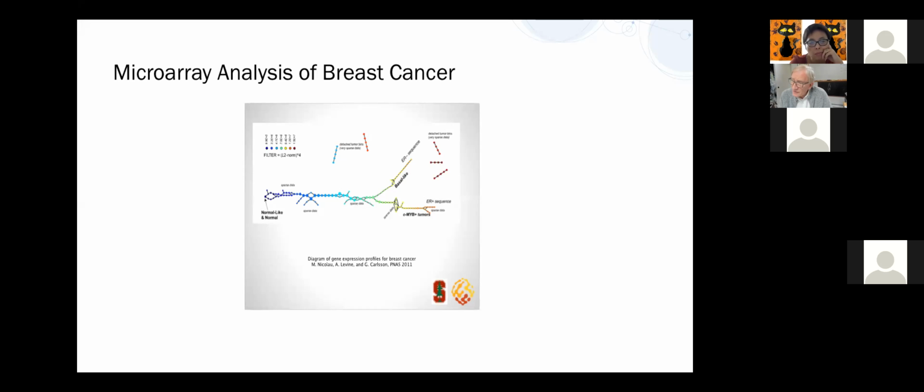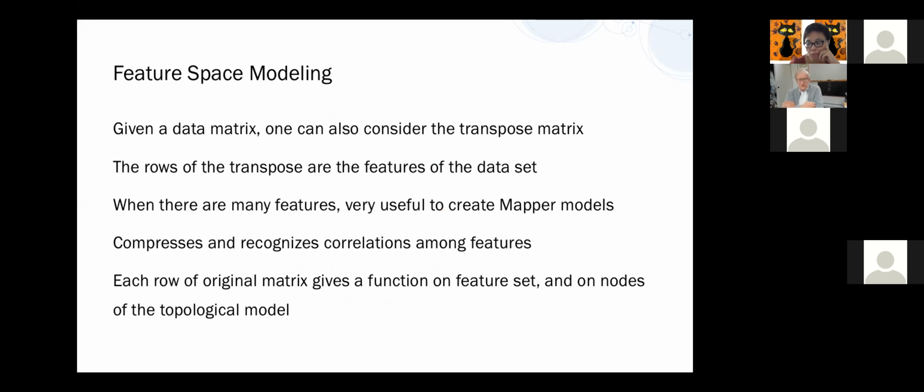Now, one could ask, so what actually characterizes these groups? So here's an interesting point. The modeling that I've talked about here is typically taking the data set, taking the data points, that is to say the rows of the data matrix, and building this model, clustering it, or building this topological model of it. But one could also consider the transpose matrix. So the rows of the transpose are the features. And so I can build a topological map of the feature space instead.